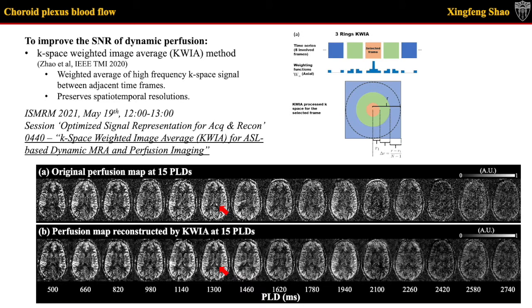So here, the top row shows the center slice of original dynamic perfusion images at 15 post-labeling delays as shown from left to right. And the bottom row shows the perfusion images after KWIA reconstruction. High-quality dynamic perfusion images were obtained with only 1 pair of label and control at each PLD. And KWIA reconstruction further enhanced the SNR without compromising the spatial or temporal resolution. A dynamic perfusion change in choroid plexus can be easily observed, as indicated by these red arrows.